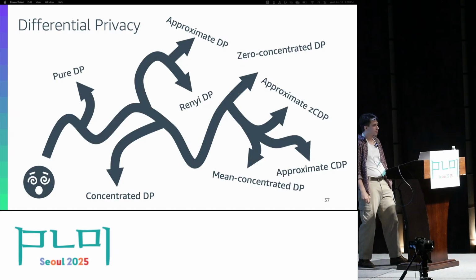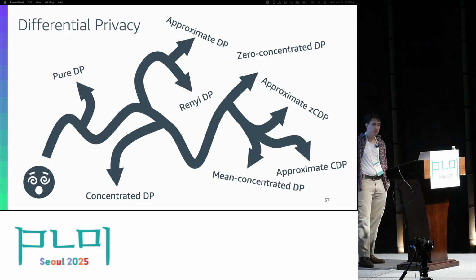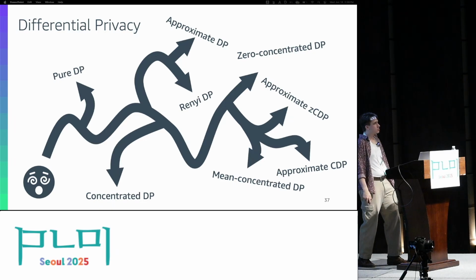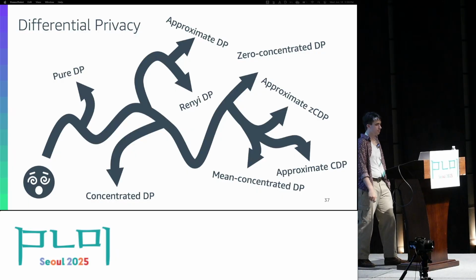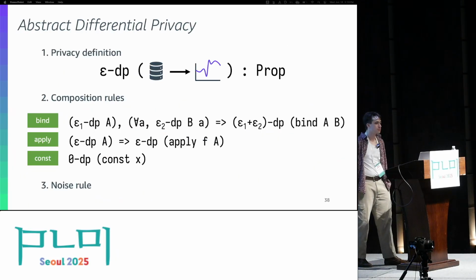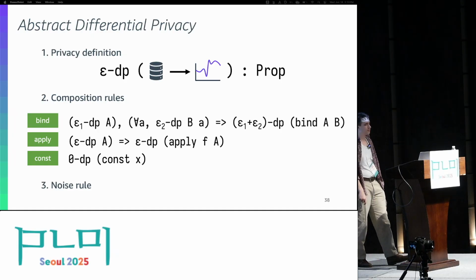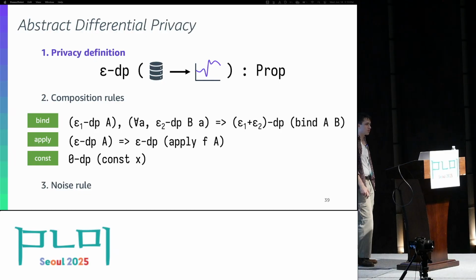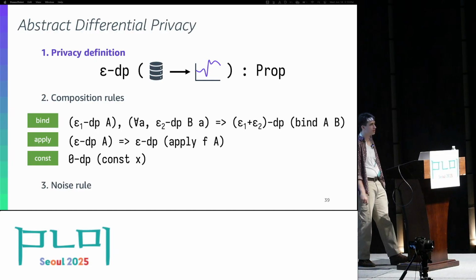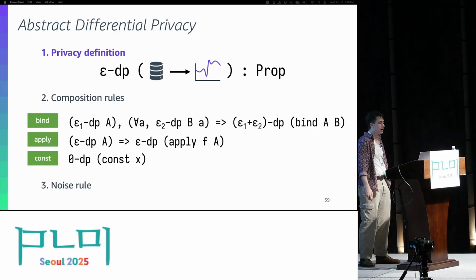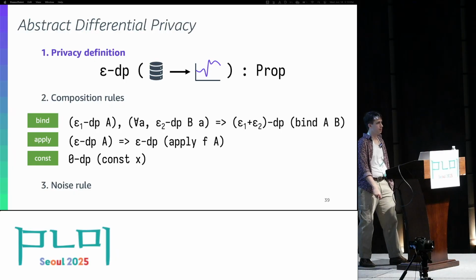Okay, so despite this, we noticed that at a high level, there's a common collection of features that these definitions tend to share, and that a lot of differentially private programs tend to rely on. So in SampCert, we collected these features together into an interface we call abstract differential privacy. The interface has three parts. For one, it parameterizes by a proposition of one real valued parameter, which is meant to define how you measure the privacy of a noisy query over a database.